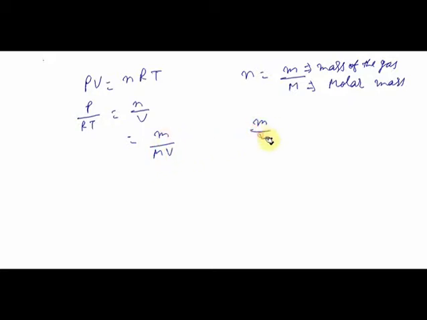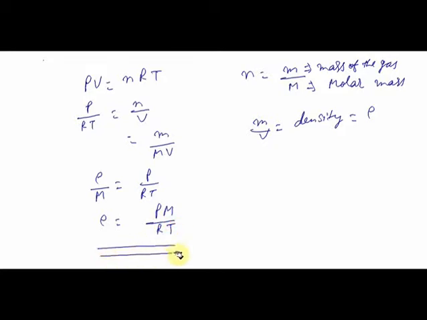Now m by V is nothing but mass by volume, that is density, which we represent as rho here. So we have rho by capital M is equal to P by RT, or rho is equal to PM by RT. So the density of a given gas with the molecular mass M at a given pressure and temperature can be written as PM by RT.